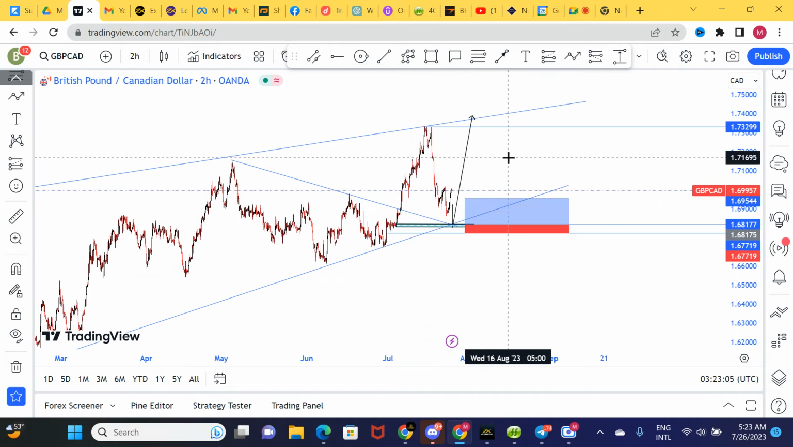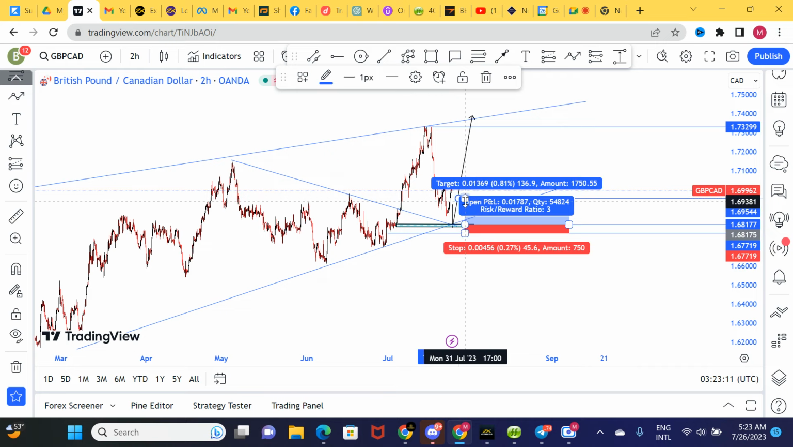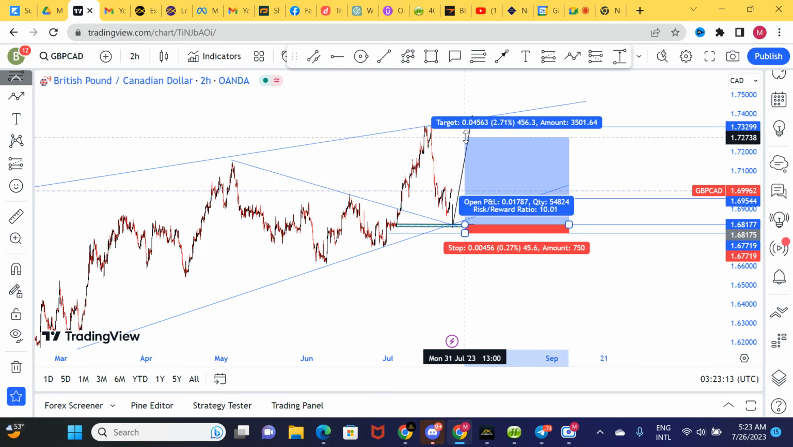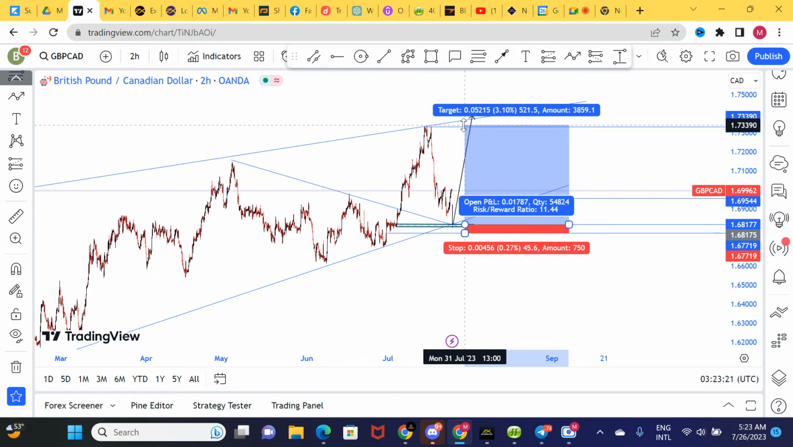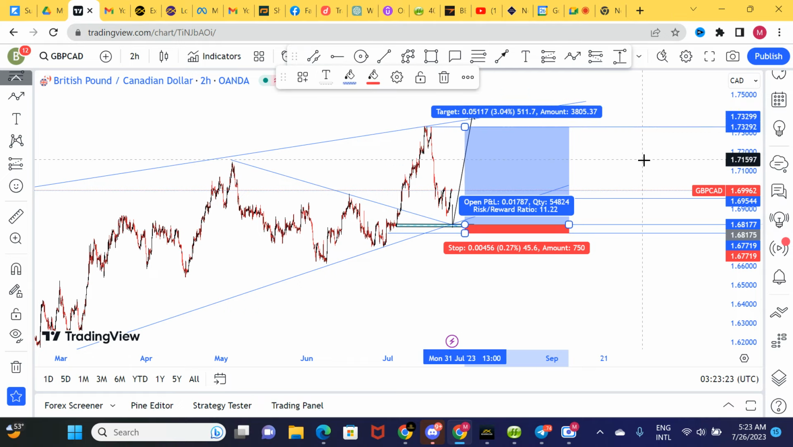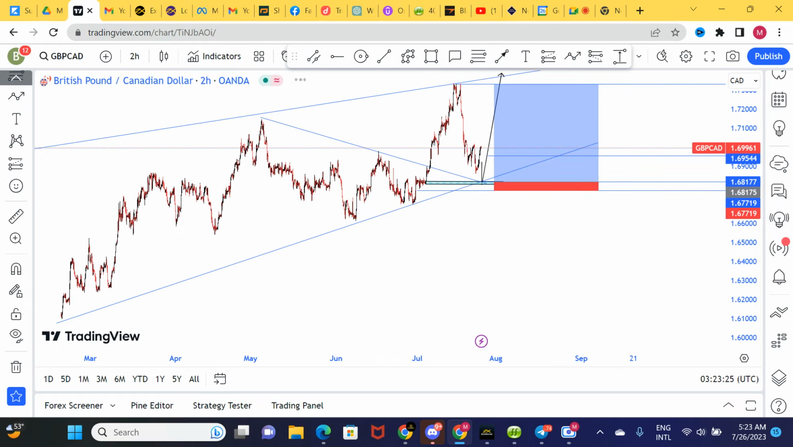This is the point. So that is where our first take profit is going to be, right? And now we can even do this. Our last take profit is there, right?